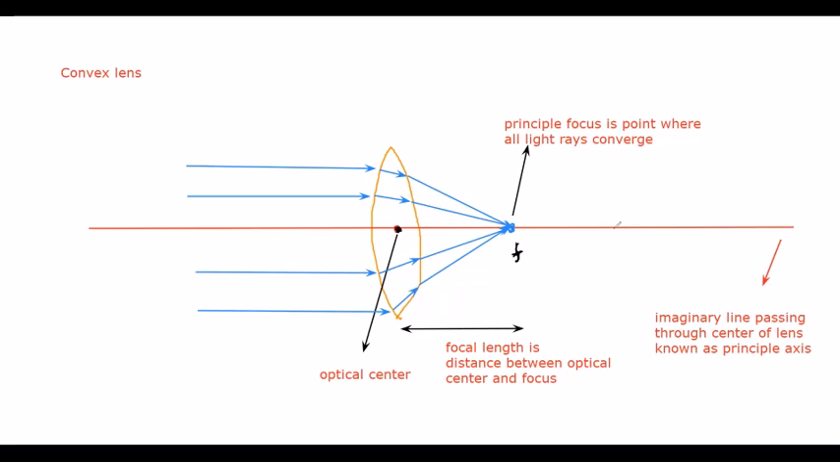Then we also define a point 2f. What is the meaning of 2f? 2f means double of focus. For example, if the focal length is 10 centimeter, where will 2f be? 20 centimeter. So 2f will be 20 centimeter. It is just a reference point, the point which is twice the distance of focus is called 2f.